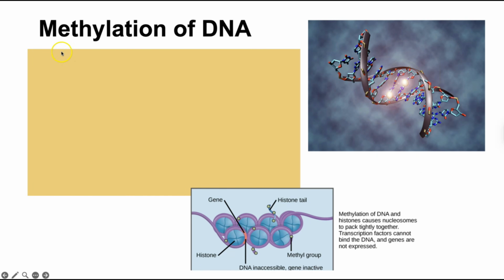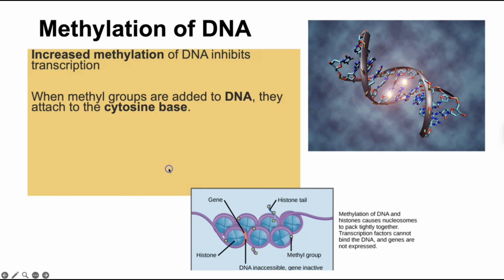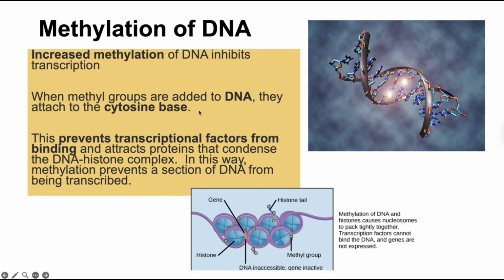So one of those chemicals is methyl groups. And methylation of DNA means methyl groups binding to DNA, which we can see here. These green circles are representing methyl groups binding to the DNA. And when those methyl groups are added to DNA, they attach to cytosine bases only. And this prevents transcription factors from being able to bind. And that is because when the methyl groups bind, it's going to attract the DNA and histone complex really tightly together. So it winds up like this.